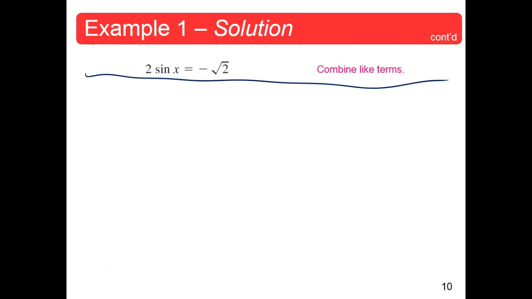Solve this. Cotangent x times cosine squared x is equal to 2 cotangent x.